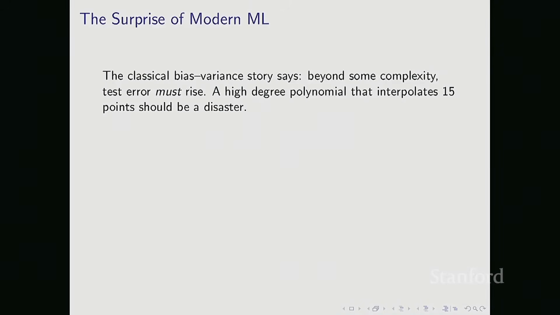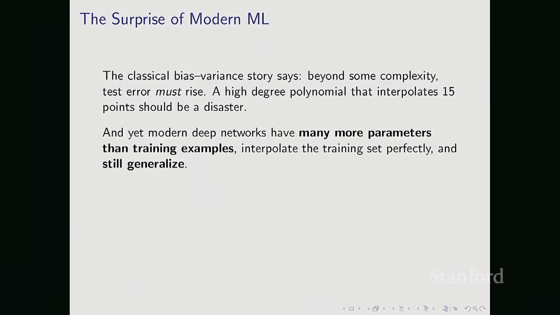All right. Okay, so the surprise of modern machine learning. The classical bias variance story tells you beyond some complexity, the test error must rise, right? That was the picture I showed you, okay? A high degree polynomial that interpolates 15 points should be a complete disaster. You have a model that's extremely powerful, you're fitting few points, something bad is going to happen, okay?